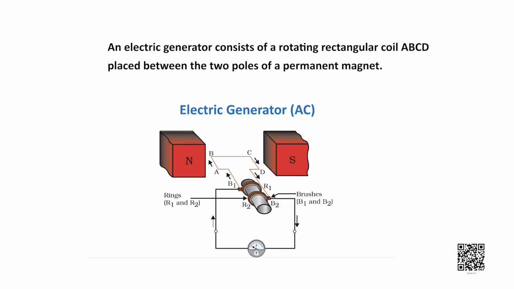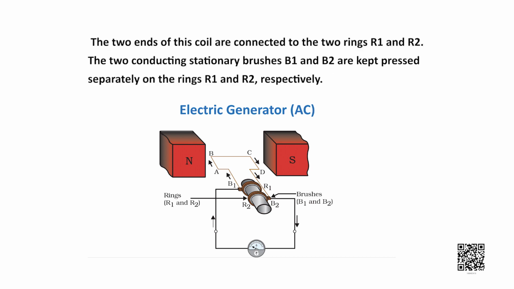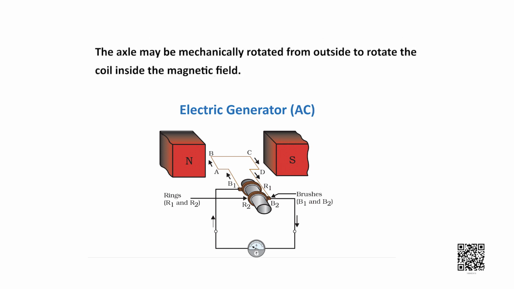In an electric generator, mechanical energy is used to rotate a conductor in a magnetic field, and what is generated? Electricity. An electric generator consists of a rectangular coil ABCD placed between two poles of a permanent magnet. The two ends of this coil are connected to two rings R1 and R2. The two conducting stationary brushes B1 and B2 are kept pressed separately on rings R1 and R2 respectively. The axle may be mechanically rotated from the outside to rotate the coil inside the magnetic field.